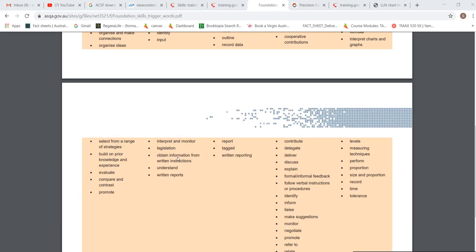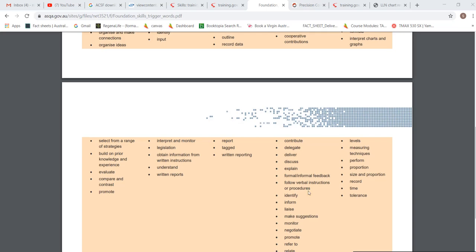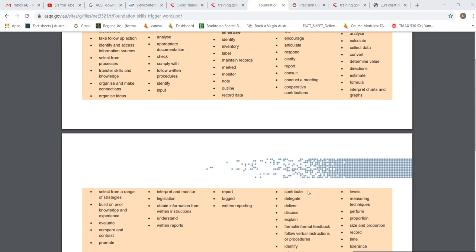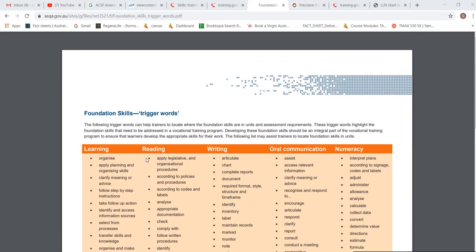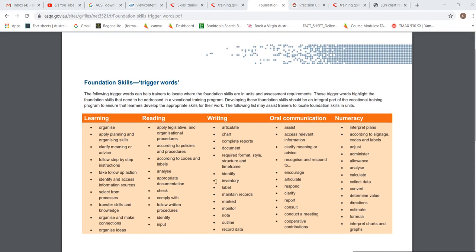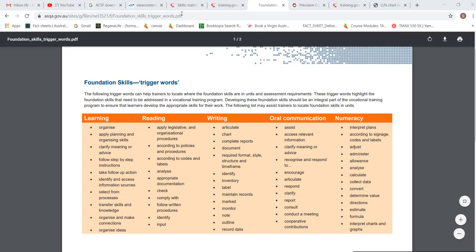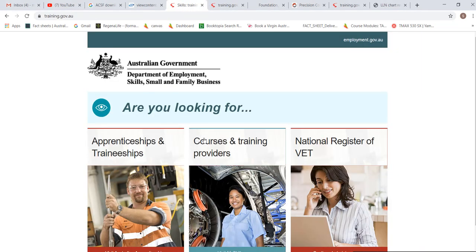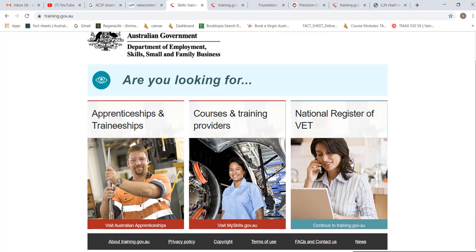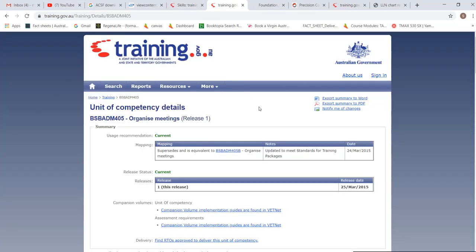All right, and then we've got all these suggested words that would help us understand what category trigger words would fall into. But it's going to make a lot more sense when we actually look at a unit of competency. As you would know, in order to get a unit of competency, we need to come to the website training.gov.au. We click on here, and I want to firstly look at the unit BSBADM405 Organize Meetings. Why this unit?